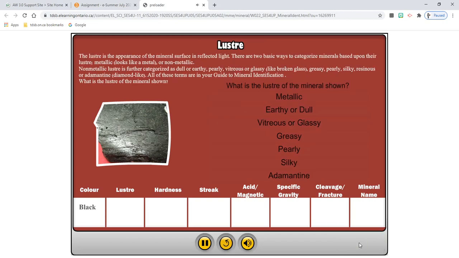Luster. The luster is the appearance of the mineral surface in reflected light. There are two basic ways to categorize minerals based upon their luster: metallic, looks like a metal, or non-metallic. Non-metallic luster is further categorized as dull or earthy, pearly, vitreous or glassy, like broken glass, greasy, silky, resinous, or adamantine, diamond-like. All of these terms are in your guide to mineral identification. What is the luster of the mineral shown?